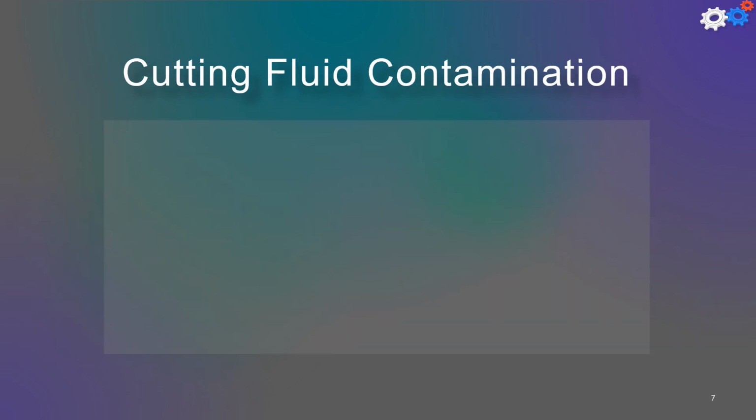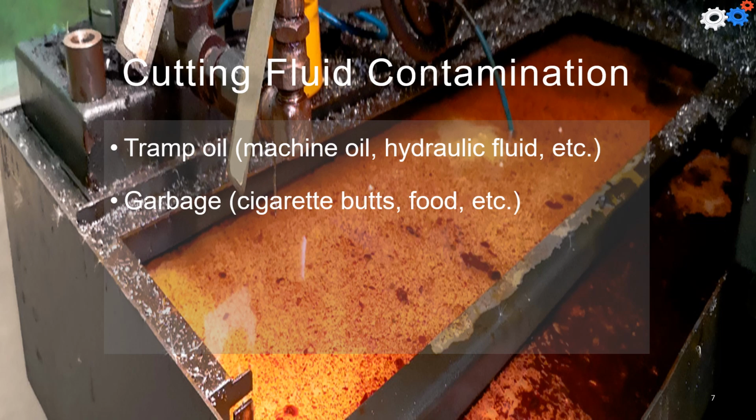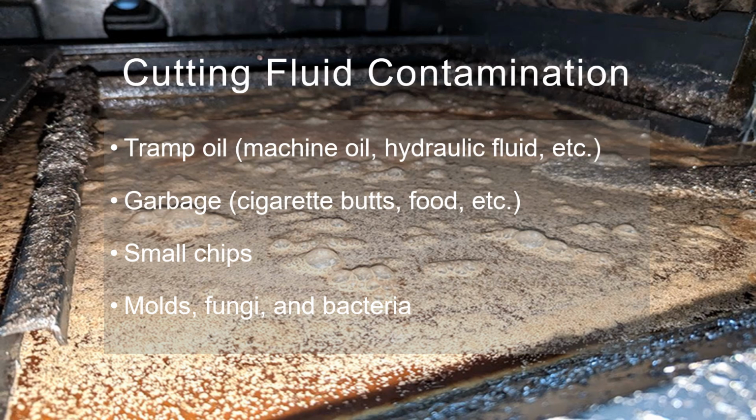There's a very high possibility of cutting fluid contamination. For example, they mix with tramp oil, like machine oil and hydraulic fluid, garbage like cigarette butts and food, small chips, and molds, fungi, and bacteria. Dirty cutting fluids are ineffective in ensuring the maintenance of the parts and the quality of your products. Keeping your sump clean will alleviate these issues by making sure that the cutting fluid is always clean.